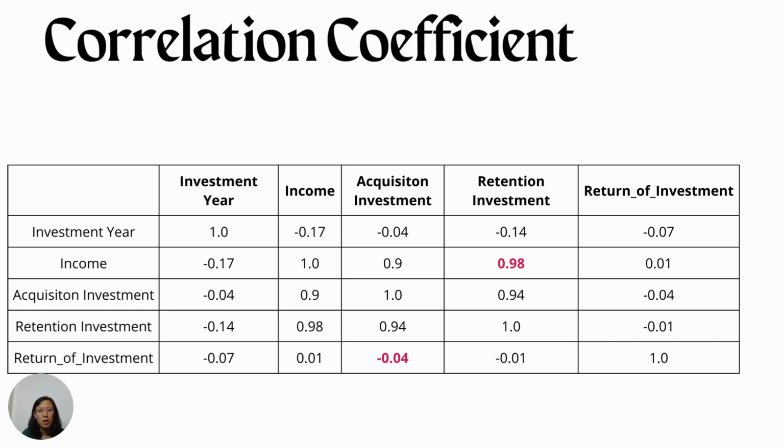retention investment. But if you look at the return on investment and acquisition investment, the correlation coefficient is only -0.04. It's almost going to 0. If it's 0, that means they are not correlated linearly. They might be correlated in a non-linear way. So from this, what we can see is that it doesn't mean that if you invest more, you will get a higher return on investment. It's not necessary. From this data, it is showing this. So this is how we have to interpret the correlation coefficient.